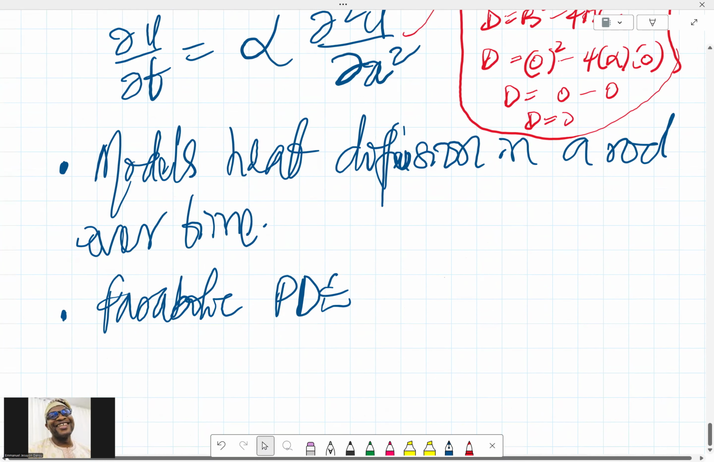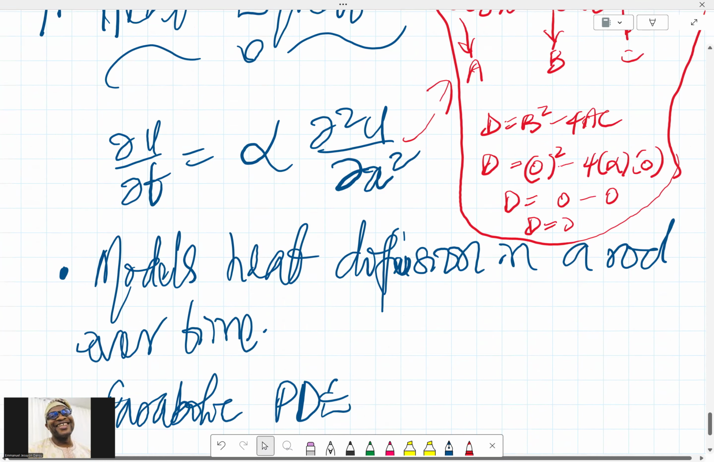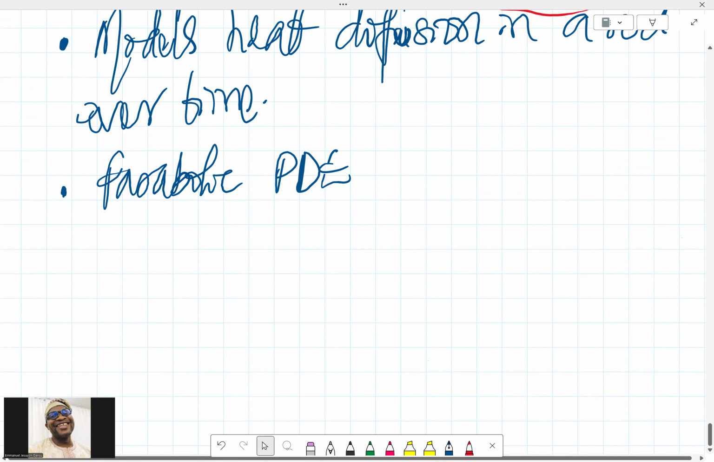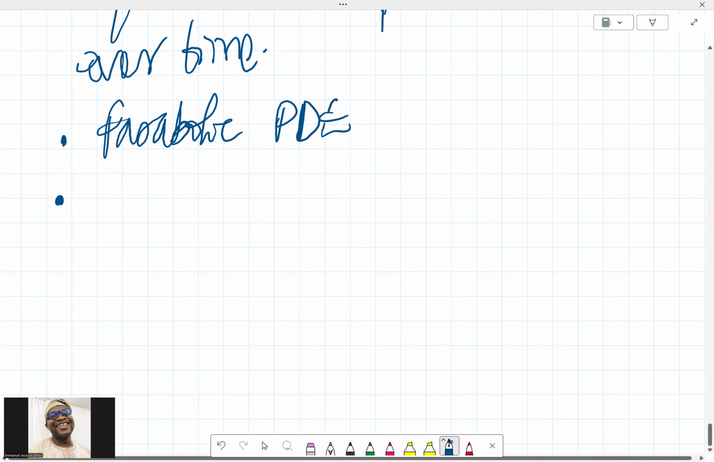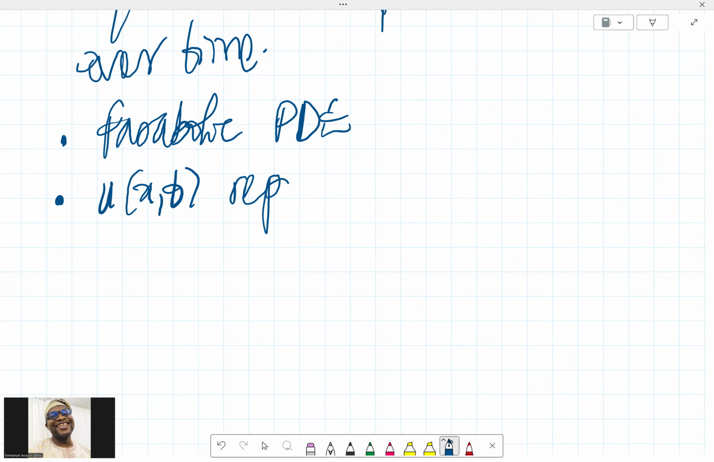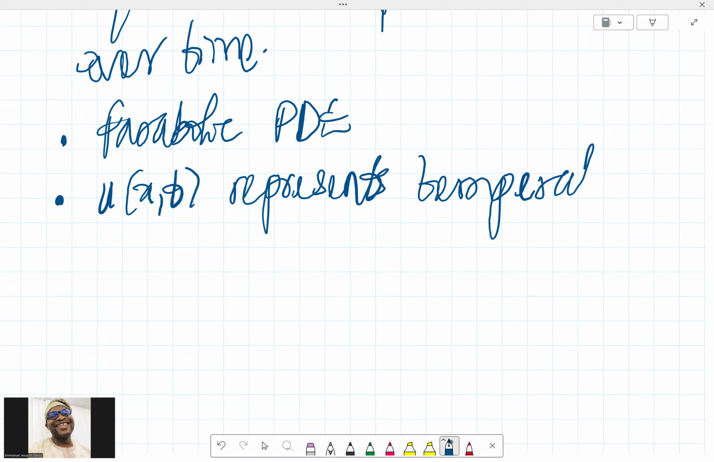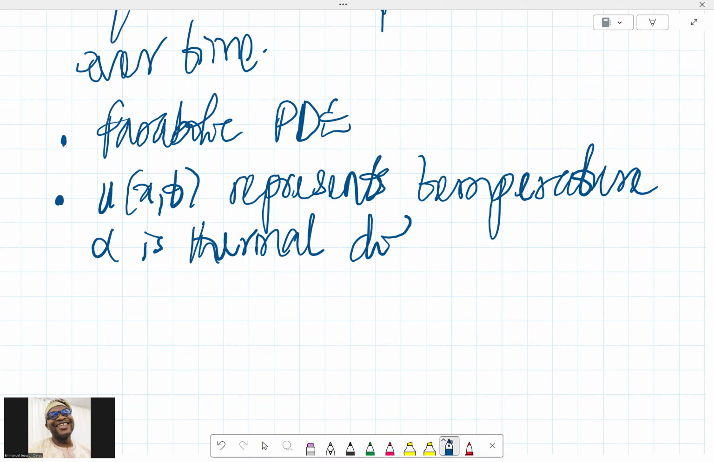So that's why the heat equation is a parabolic partial differential equation. Okay, so it's parabolic. What's another point about the heat equation? Here, u of x comma t represents temperature, because it's the heat equation. Then alpha is thermal diffusivity, an index for how heat spreads within the rod, and that will depend on the nature of the rod.